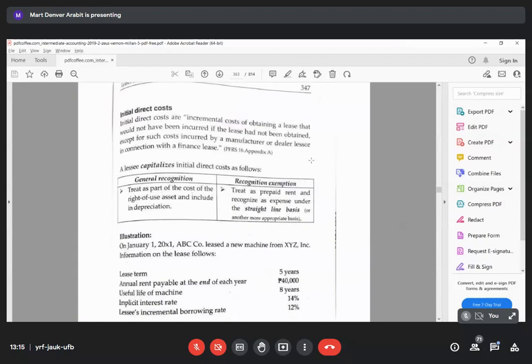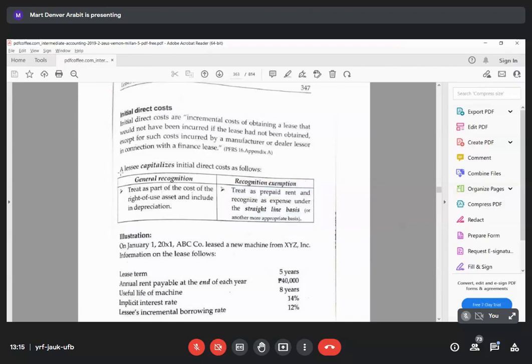Initial direct cost. So initial direct costs are incremental cost of obtaining a lease that would not have been incurred if the lease had not been obtained, except for such costs incurred by a manufacturer or dealer lessor in connection with a finance lease. So a lessee capitalizes initial direct costs as follows. So general recognition should be part of the cost of the ROU and included in depreciation. But for recognition exemption, it could be also treated as prepaid rent and recognized as expense under the straight line basis or another more appropriate basis.